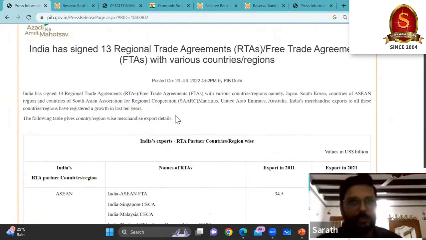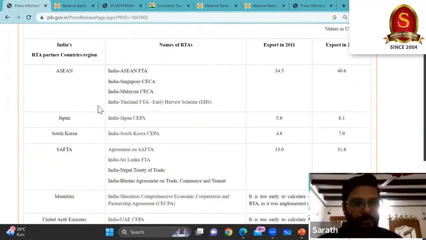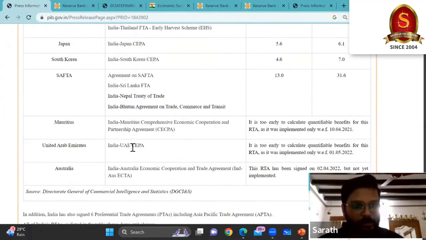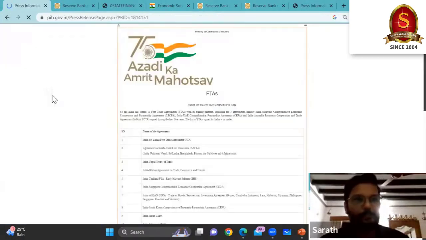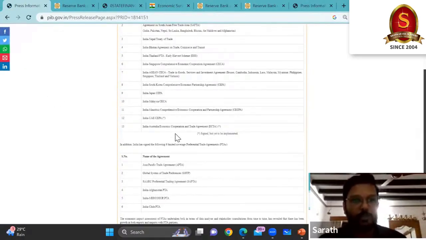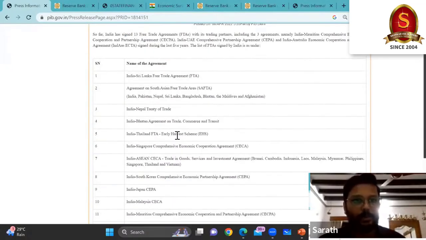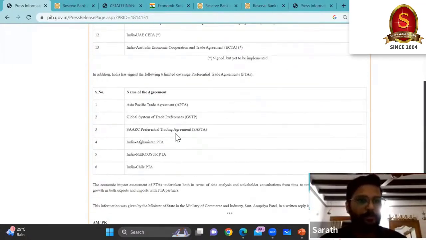So you will have other places where you have the entire data. Now, look at this. CEPA, Comprehensive Economic Partnership Agreement, is with the United Arab Emirates. And ECTA, Economic Cooperation and Trade Agreement, is with Australia. So this one itself conveys all the information that is necessary for us. PIB has all the data that is necessary. Let's also take a look at this. Yeah, so here is the 13 plus 6. The 13 is given over here, the various countries with which we have agreements. And the 6 is given over here, with which we have preferential trade agreements.